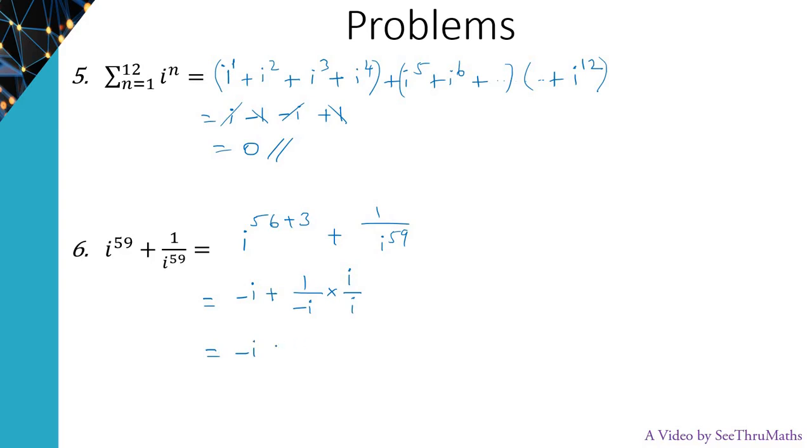Minus i plus 1 into i is i, divided by this minus is minus. I into i is i power 2. I power 2 is minus 1, so I put here minus 1. This is equal to minus i. Minus into minus becomes plus, so it is plus i. This is equal to 0. The value of i power 59 plus 1 by i power 59 is 0.